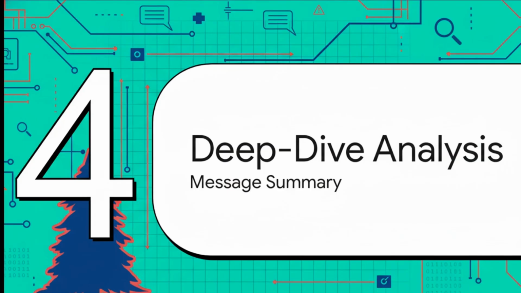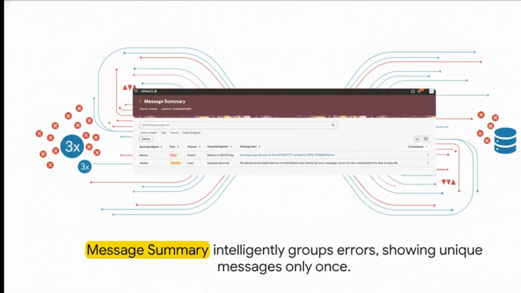Okay, let's go a level deeper now with the analysis tools. The Redwood experience has really made some huge improvements in how you diagnose errors, and this is where things get really powerful. What you're looking at here is the message summary page, and it is an excellent enhancement. Instead of showing you a massive, overwhelming list with maybe thousands of errors, it intelligently groups them. This means you see each unique error message just once, along with a count of how many times it occurred. For anyone who's had to analyze a huge data file with errors, you know this is going to save you an incredible amount of time.